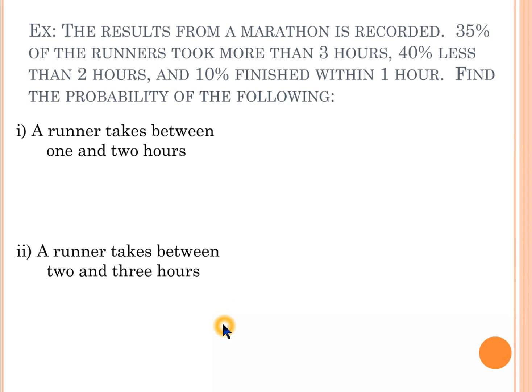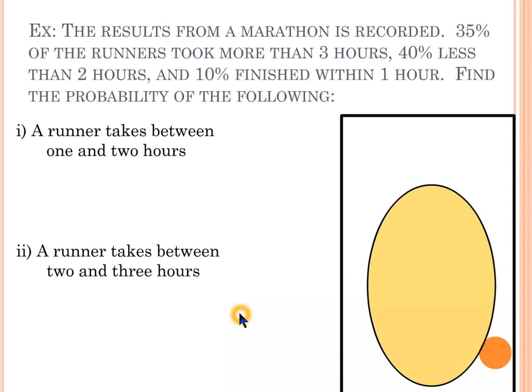So let's draw a little diagram again. In my diagram, I have a situation where I'm more than 3 hours, and a situation where I'm less than 3 hours. If I've taken more than 3 hours, that's going to represent 35%, because it states 35% of the runners took more than 3 hours. So this outside region right here in white represents more than 3 hours, so that will be 35%. Then I have 40% less than 2 hours and 10% finished within 1 hour.